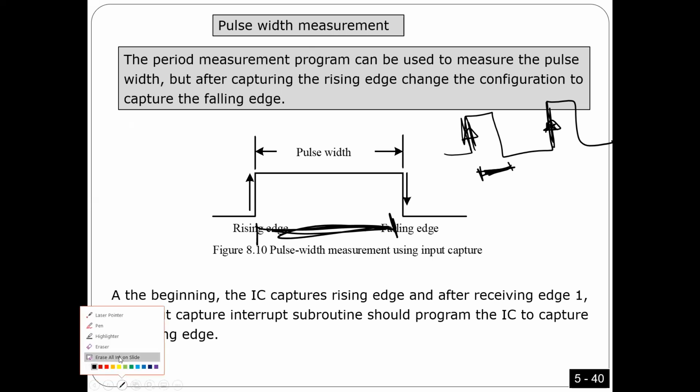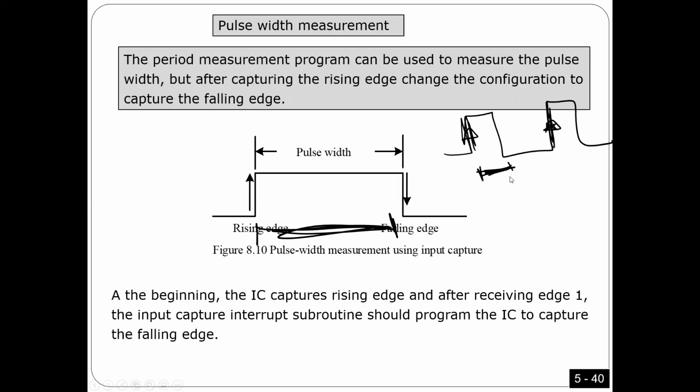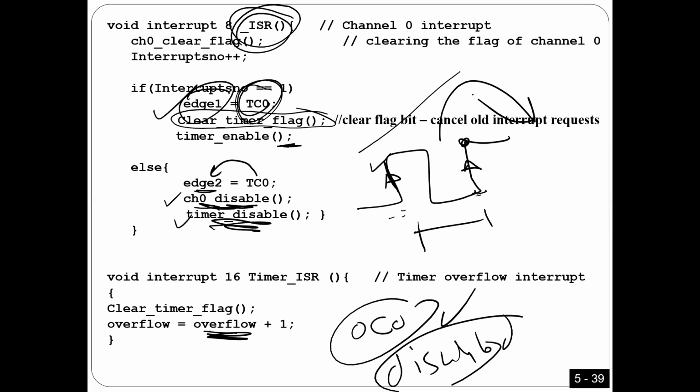Someone can say, okay, that's easy. You can capture both rising and falling, and this is going to solve the problem. So what's going to happen? I'm going to capture rising and then falling, and then I'm going to have the time here, right? Because this program is going to stop after 2 interrupts.